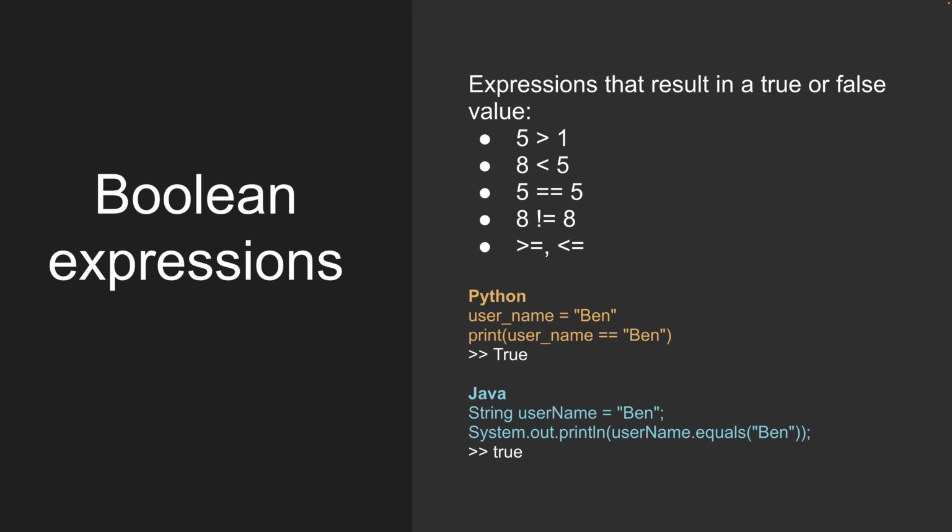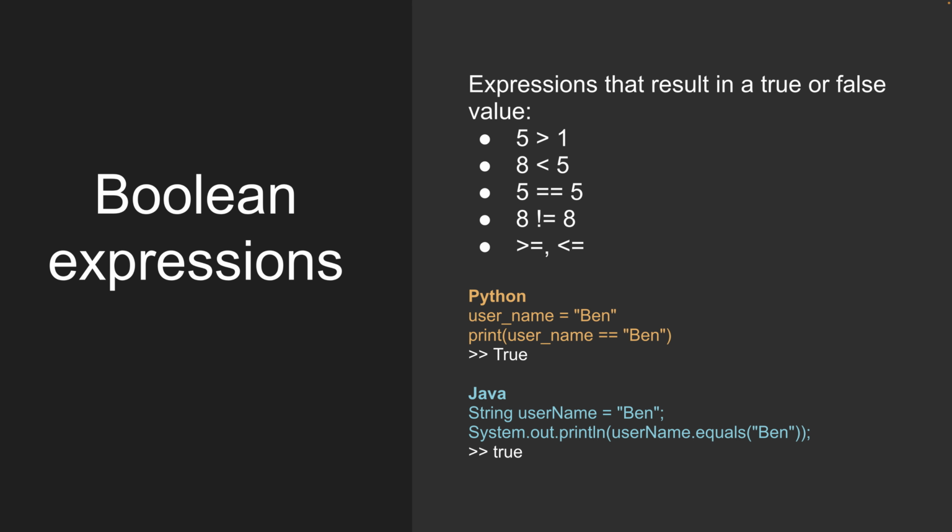Boolean expressions. Before we really start to think about if and else and conditions like that, we need to look at Boolean statements on their own, right? These are expressions that result in something being true or false, like is 5 greater than 1? Is 8 less than 5? Is 5 equal to 5? All of these things will result in a true or a false. You can also check to see if they're equal, like with the double equal sign.